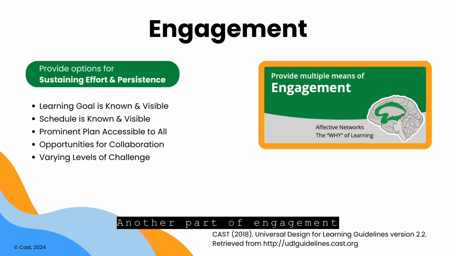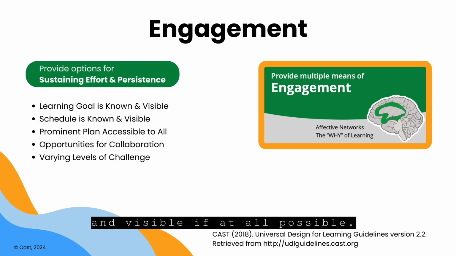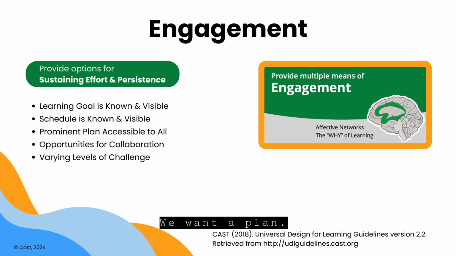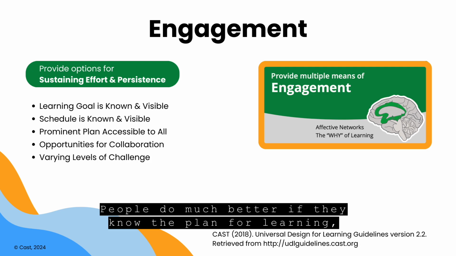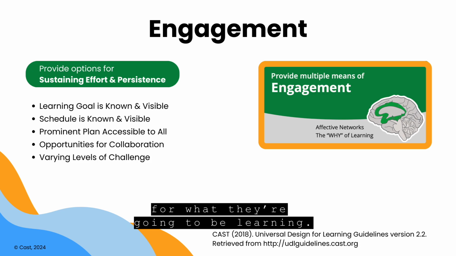Another part of engagement is sustaining effort and persistence. We want the learning goal to be known and visible if at all possible. We want the schedule to be known and visible. We want a plan. People do much better if they know the plan for learning, to give them the agenda for what they're going to be learning.